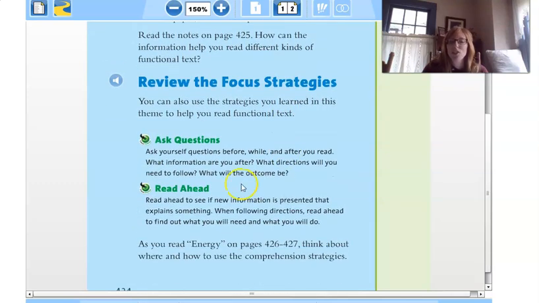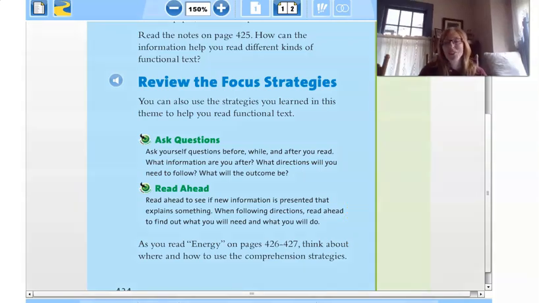Ask questions to yourself. Ask questions before you read, while you're reading, and after you read. Why are you reading the article or book that you're reading? What directions do you need to follow? What will the outcome be? Read ahead if you have new information. Reread if you're confused and you need to go back and reread it again. Read ahead to find out what you'll need and what you will do. So I hope this helps you in your reading.